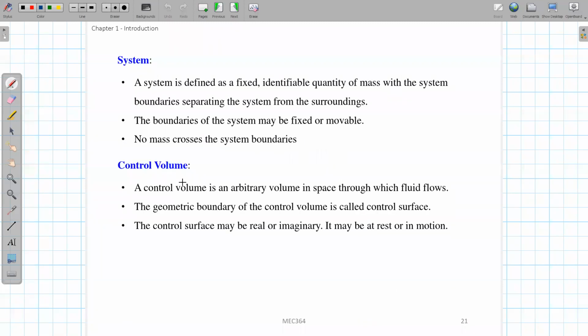And the control volume basically is not defined by the mass. The system you can see is identified by mass, an identifiable quantity of mass. And the control volume is not identified by mass, it's identified by space coordinates.